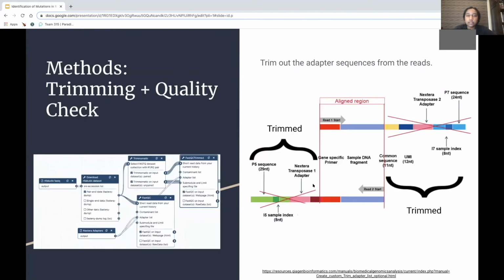And the purpose of trimming these sequences was so that there could be a maximum alignment between the reads and the reference genome, as sequencing adapters are not part of the genome. And after trimming, I checked the quality of the reads using a Galaxy tool called FastQC.